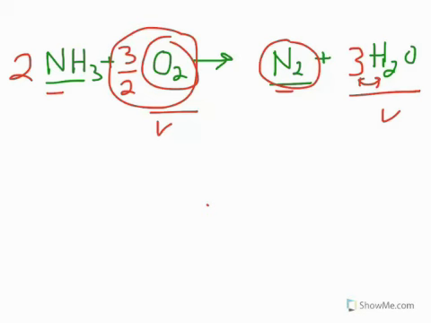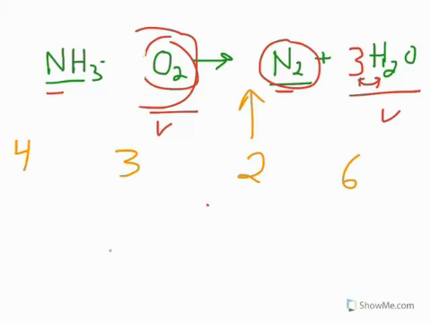So my coefficients are going to be 4 for the ammonia, 2 times 2. And then for this one, I'll get 3. 3 halves times 2 is 3. 2 for the nitrogen, and 6 for the waters. So I erase these and try again and put in my coefficients: 4, 3, 2, and 6.